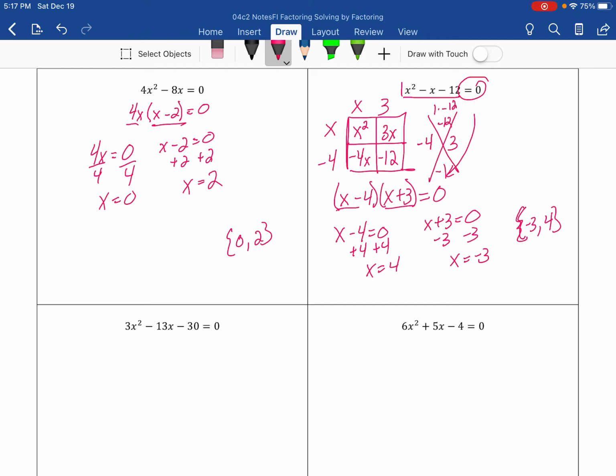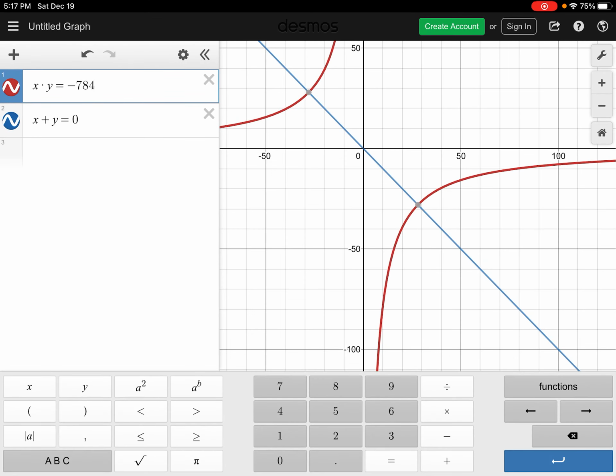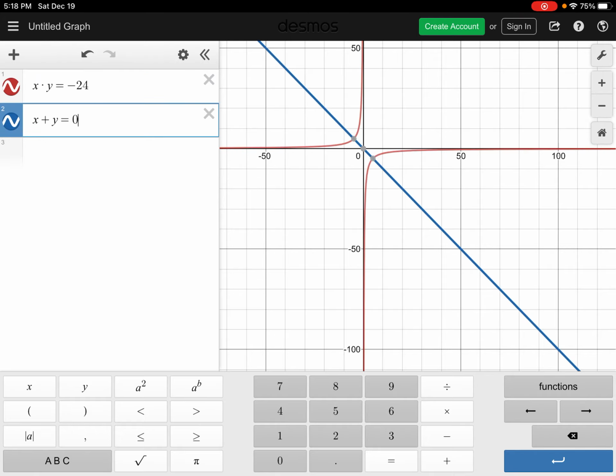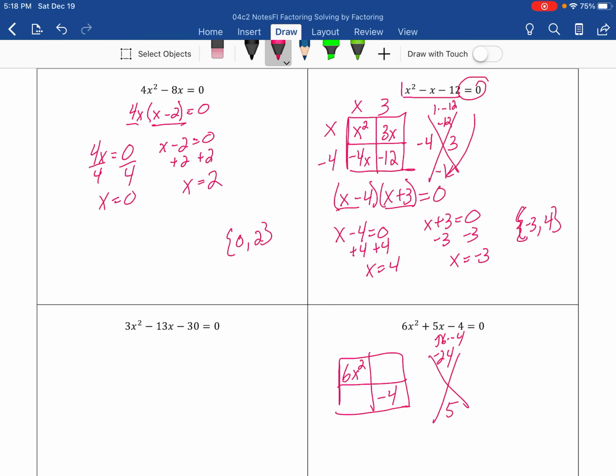Just going to do one more of these because it's really not much more than what we've been doing. For this one here, first thing I do is I factor, then I set the factors equal to 0, and I solve. So this is 6x squared. This is -4. I'm looking for two numbers. They multiply to be -24 because it's 6 times -4, and they add to be 5. So you can go to Desmos, -24 and 5. If you can't think of them, it's where the graphs intersect. It's going to be 8 and -3.